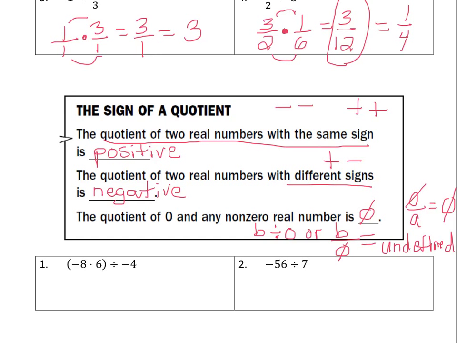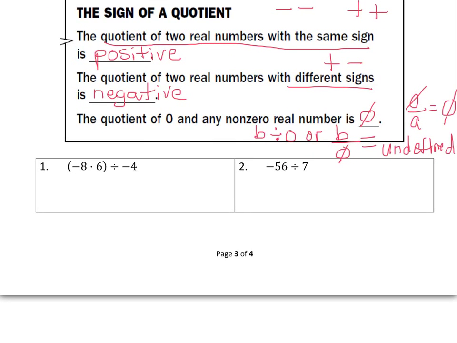Okay, so let's take a look at some examples here. Order of operations tells us we have to work in the group first, so -8 times +6. Well, those are different signs, so that's going to be a -48 divided by a -4. Well, these now have the same sign. They're both negative, so the result is going to be +12. Over here, -56 divided by +7, well, they are different signs. So our result is going to be negative. And 56 divided by 7 is 8. So our result is going to be -8.